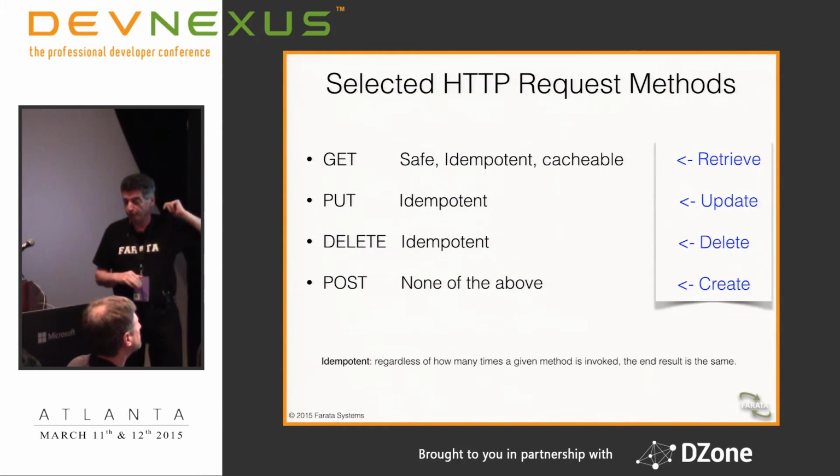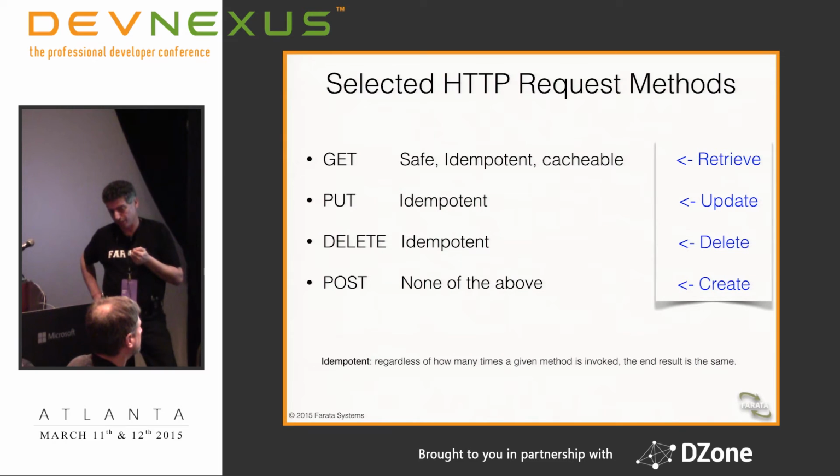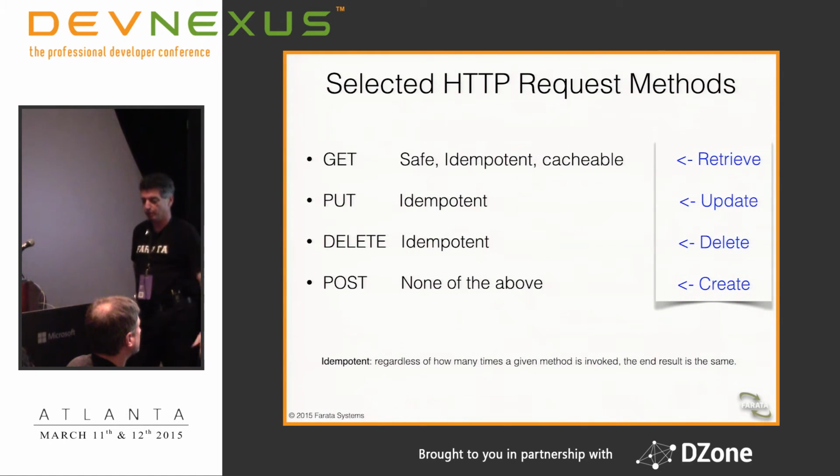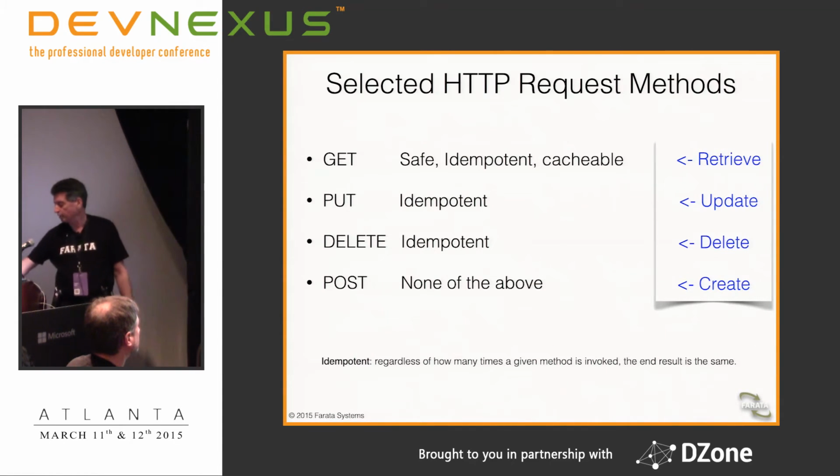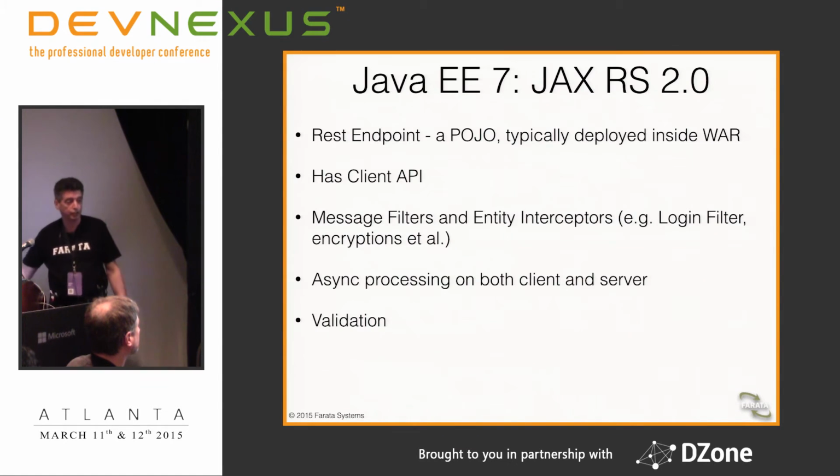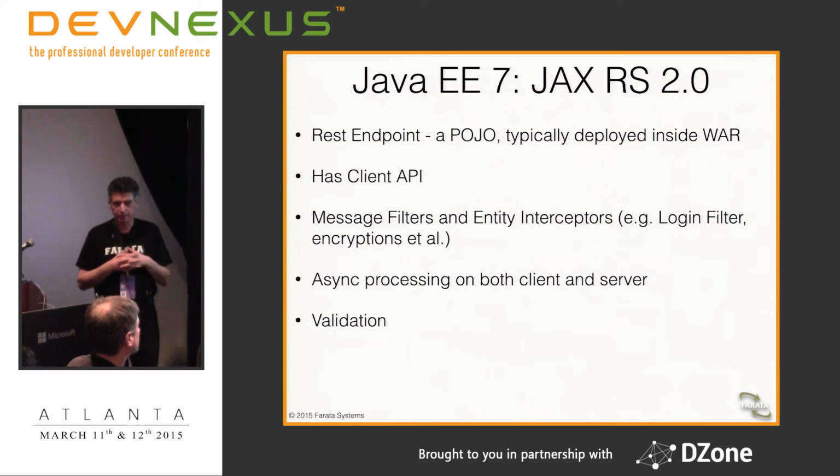And post we use for creating new records. Post is none of the above. If you keep adding rows to the database or creating new objects, it may create new rows, multiple rows. So there are different APIs that we are using.